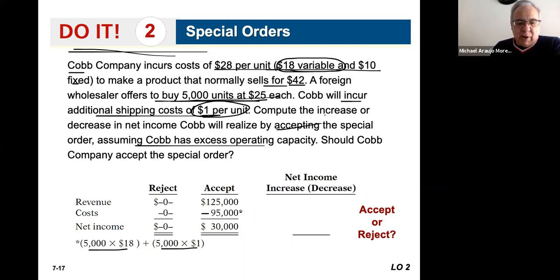And that, of course, is what your difference would be. So what should they do? In this case, they'll make money. So they should definitely accept the order. Okay. I'll take a pause here as well and see if there's any questions.